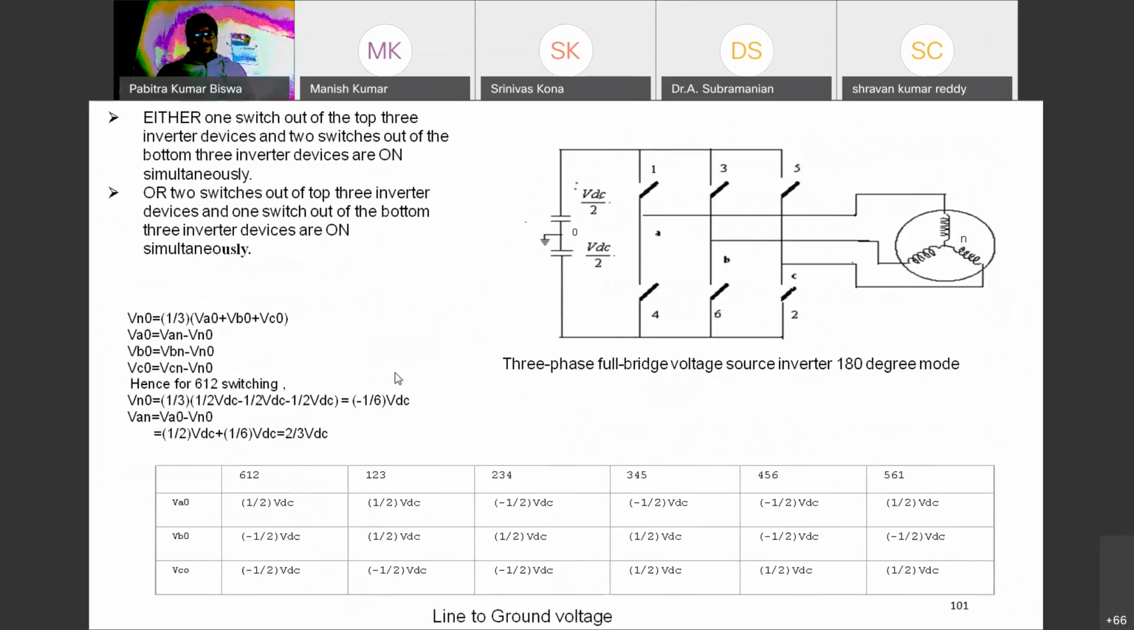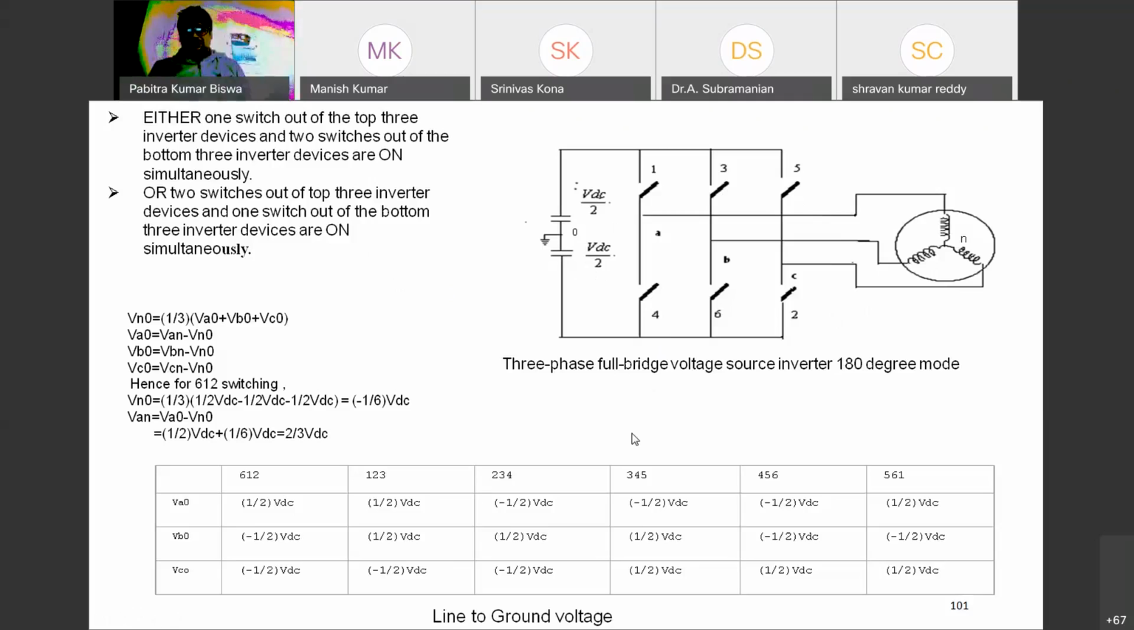Now I am discussing the three-phase full-bridge voltage source inverter in two level. This is the circuit diagram. Here it is connected with a load that we consider. Suppose you are considering R, then there are two modes possible: one is 120-degree mode, another is 180-degree mode.